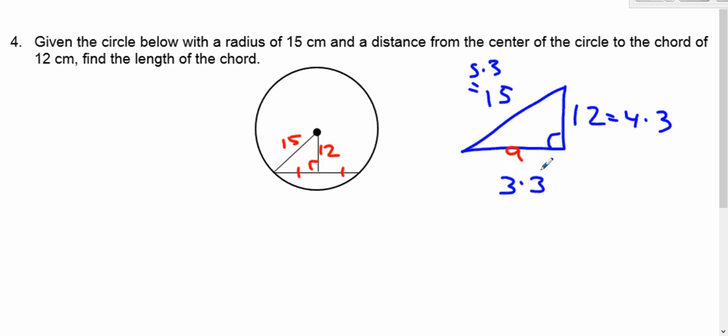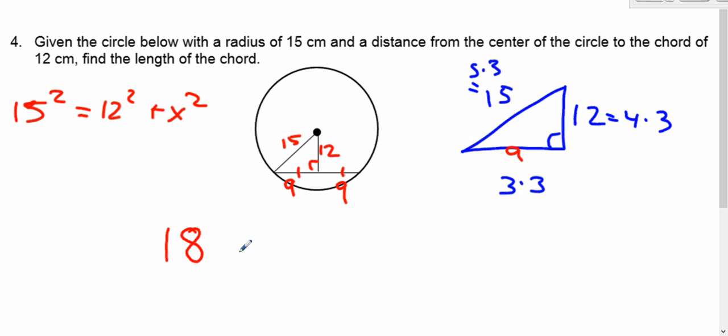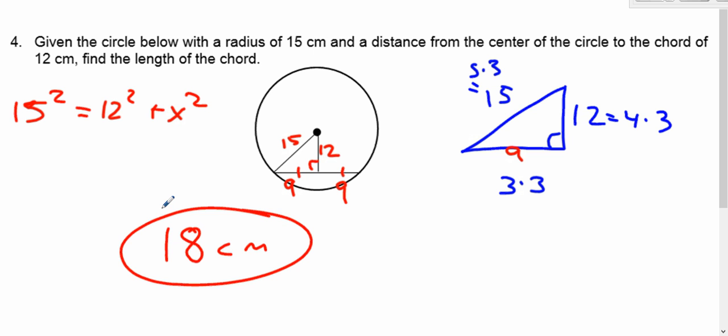If you didn't remember Pythagorean triples, you just do the Pythagorean theorem. 15 squared equals 12 squared plus x squared, and solve that out. So regardless, no matter how you do it, you get that this side right here is 9, which means the other side of the chord is also 9. So the entire chord has a length of 9 plus 9, 18 centimeters.